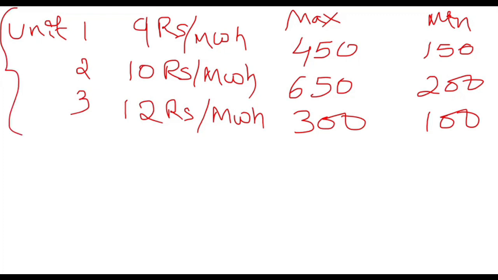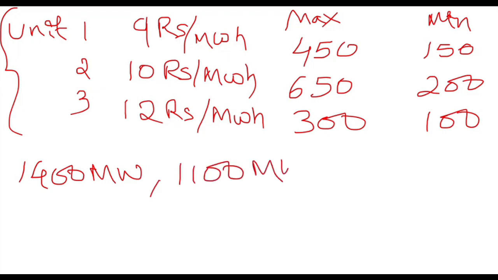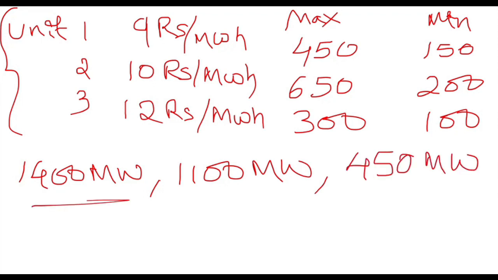There are 3 units available, and for these 3 units, let us take different loads for different hours. Let us take a load of 1400 megawatt for 1 hour, and the next load is changed to, let us say, 1100 megawatt. Next, let us say the load is changed to 450 megawatt. So under these 3 cases, let us determine the number of units to be committed.